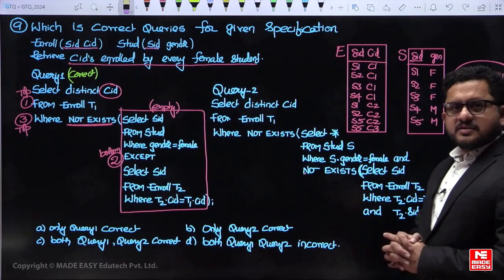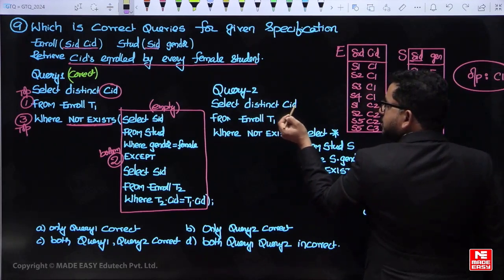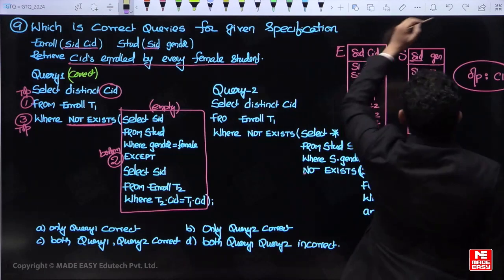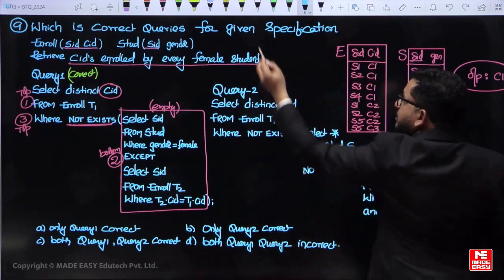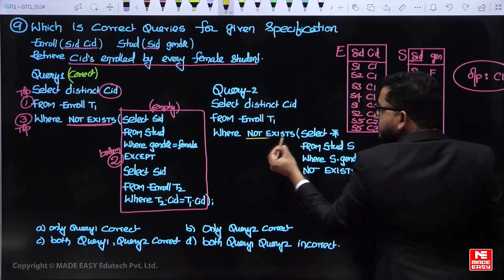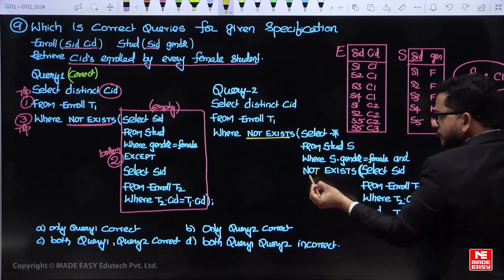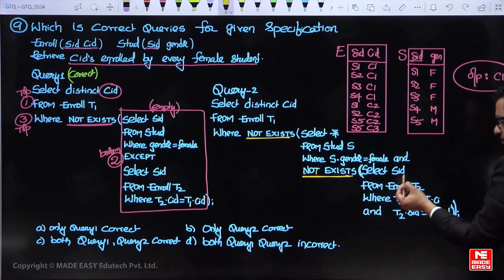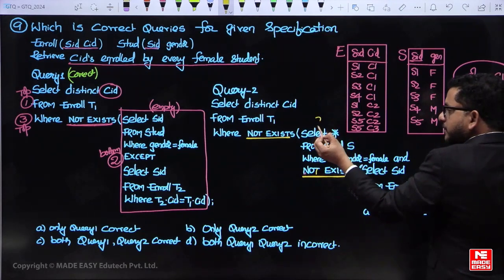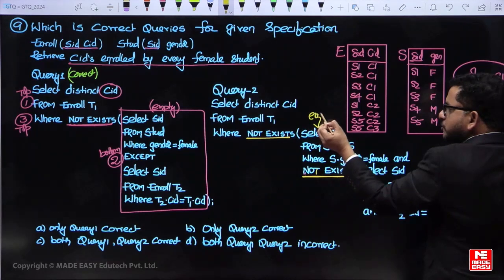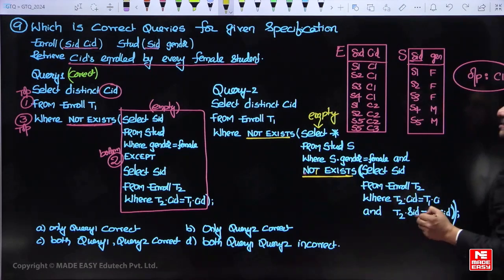Then see the second query. Select distinct course IDs from the enrolled relation where not exists a female student, not exists for the enrollment. It indirectly means that this should become empty; then only this not exists is true.